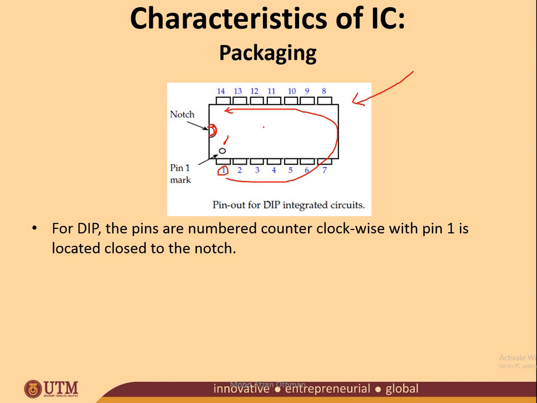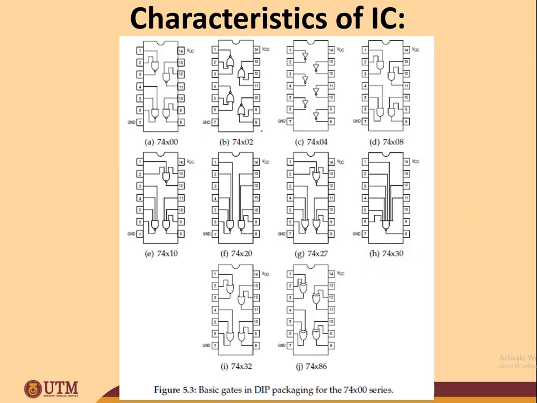So this is the example of the DIP chip. This is a basic gate in DIP packaging, dual inline packaging, for the 74 times 00 series. You can see here 74 times 00. You have four NAND gates. And you see there is a VCC. VCC is the supply voltage, and GND is the ground. So you need a VCC to turn on the chip.